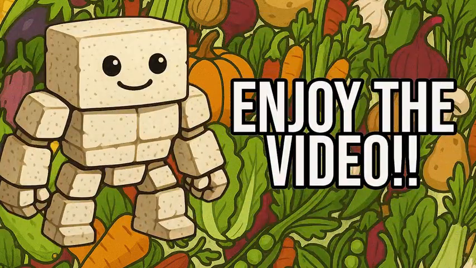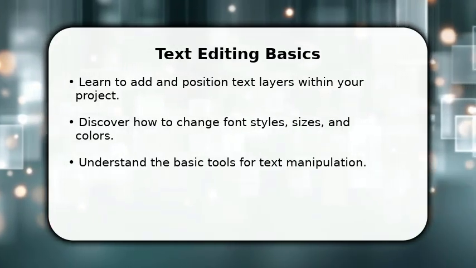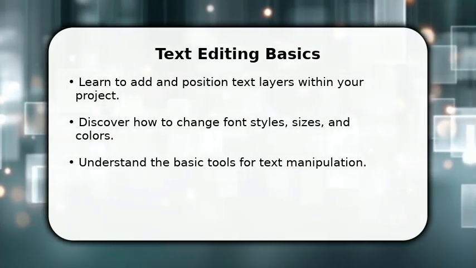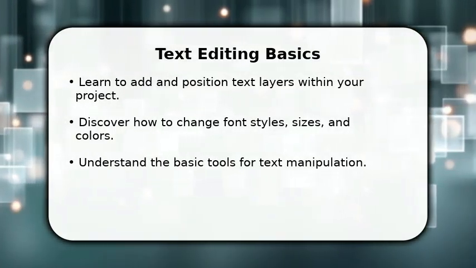Please enjoy the video. In this video, I will explain how to text edit in Alight Motion. First, open your project and tap the plus icon to add a new text layer. You can then type your desired text.